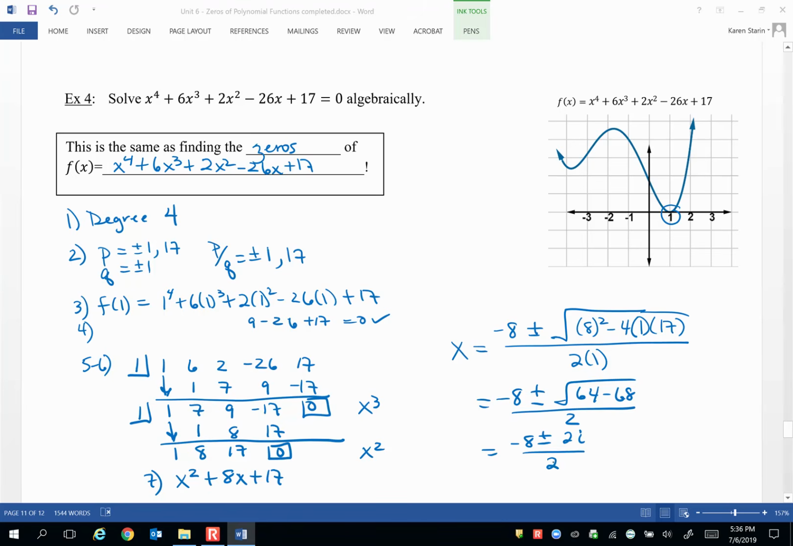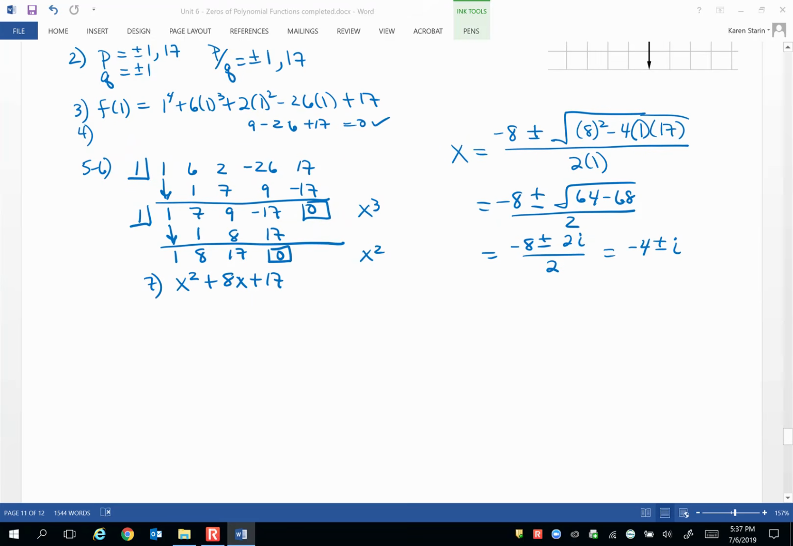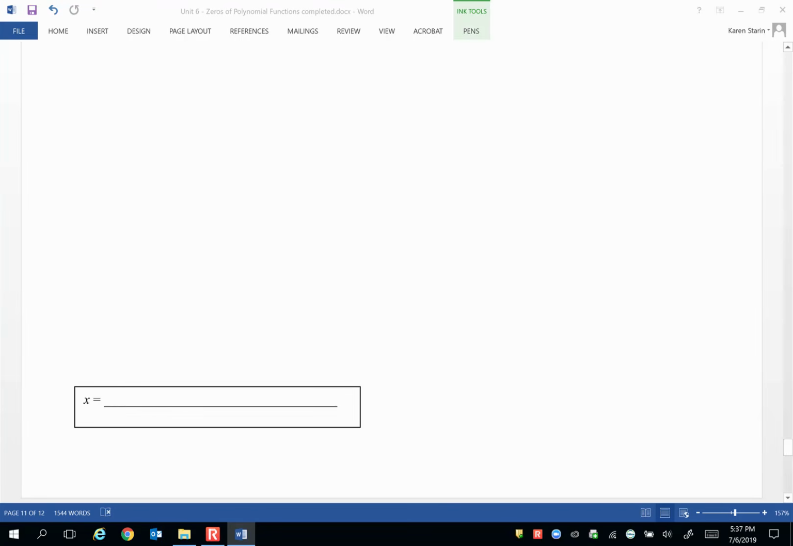Now every single one of these, every single term, numerator and denominator, has a factor of 2, so we could simplify this to -4 plus or minus i. So we have 2 real roots of 1, or we could say 1 real root of 1 that has multiplicity 2, and then we have 2 imaginary roots of -4 plus i and -4 minus i. So let's write those down here. We have 1, it's a repeated root twice, -4 plus i and -4 minus i.